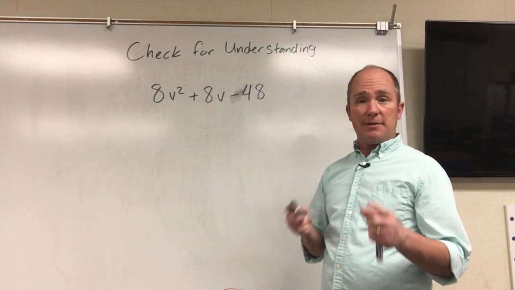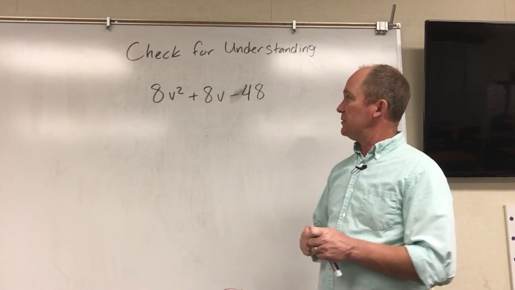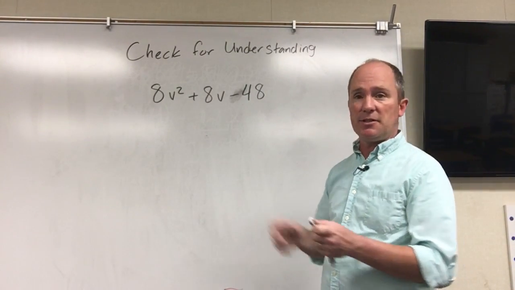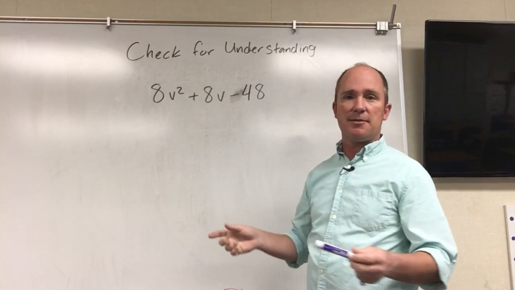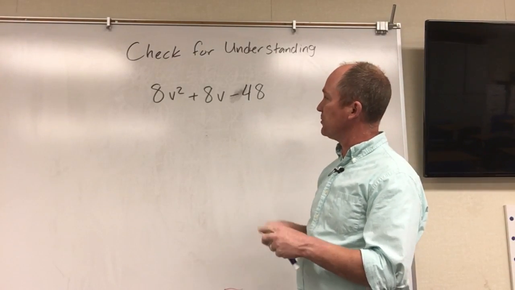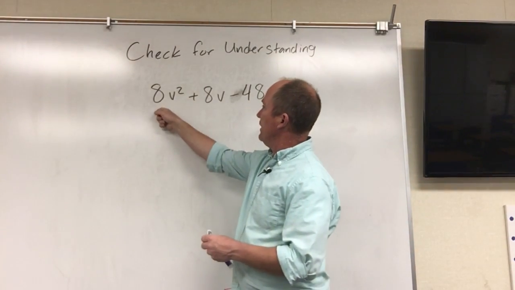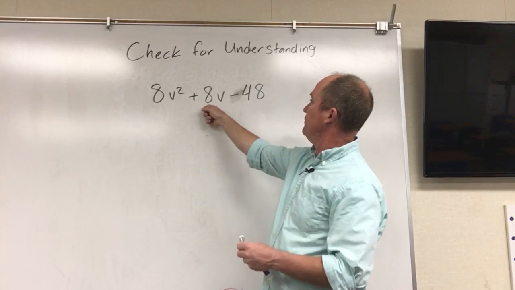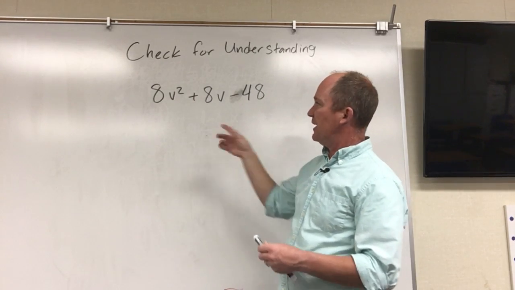So for our check for understanding, we're just going to see if you got the right answer, and if you want to just move on, you can. But if you want to see how we did this one, if you got something different, we're going to go through it. So for the first problem for check for understanding, we had 8v squared plus 8v minus 48. Got a number in front there.